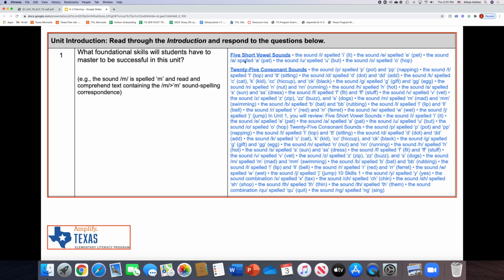I've chosen to list all of those short vowel sounds that were highlighted in my introduction in the teacher guide, as well as those consonant sounds that I will be reviewing. This is a good reminder for me at the beginning of the year of which particular sound spelling correspondences my students need to know, and this will help me guide how I'm making sure that all my students have mastered these.